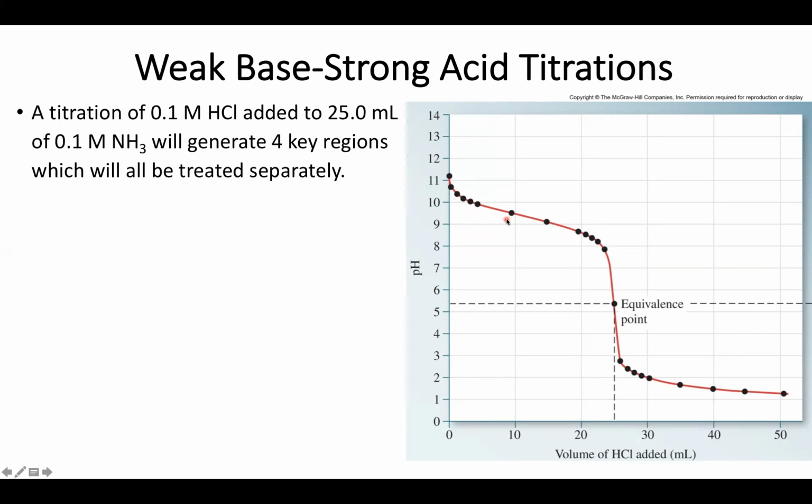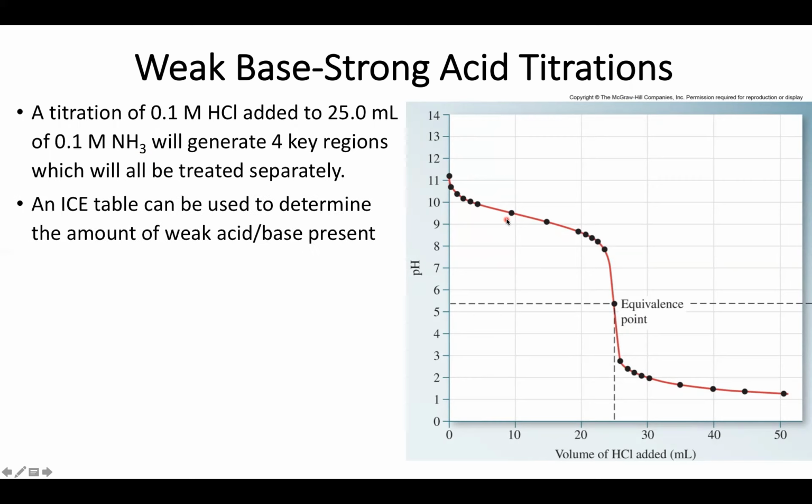And so as I'm adding HCl to ammonia, we're going to start with a very similar treatment to our weak acid system. The first thing you're going to need to do is perform an ICE table to figure out exactly how much of the ammonia has been converted into ammonium via protonation by HCl, remembering that this reaction will go to completion. So using that information, we can identify which of the 4 key regions on our titration curve will be present, and that will determine what sort of equations we need to use to determine the pH of the system.